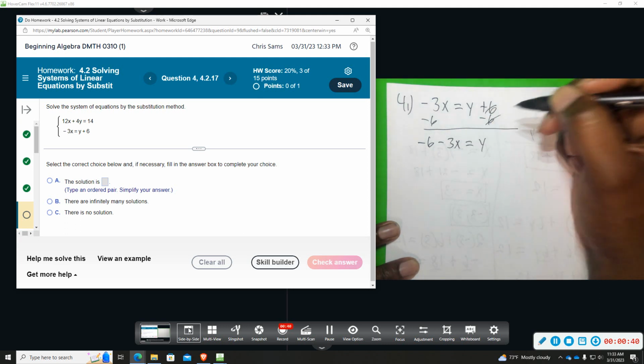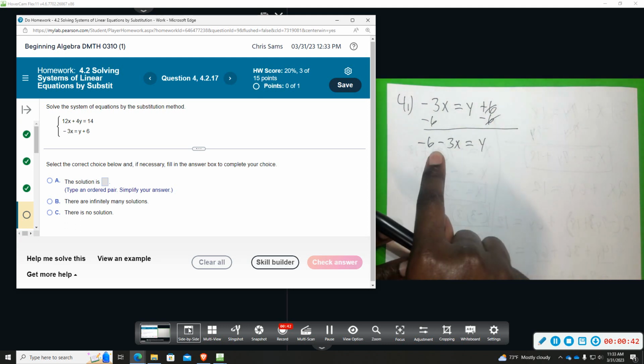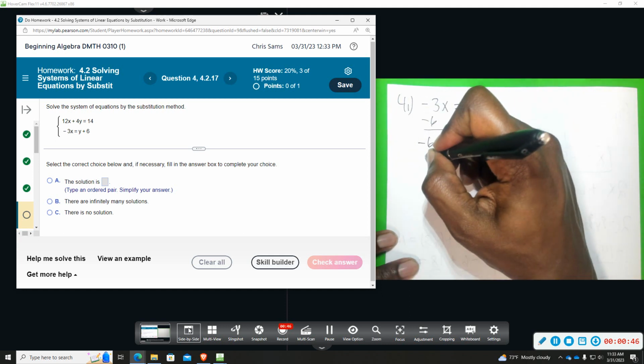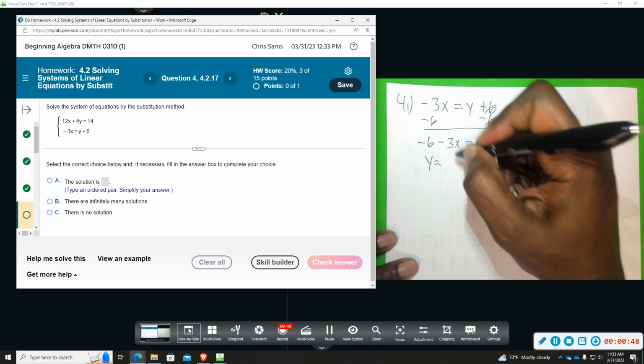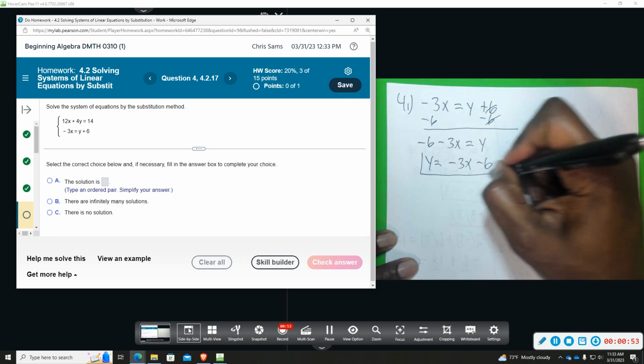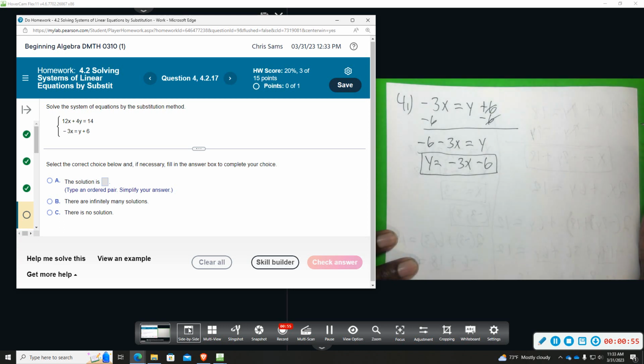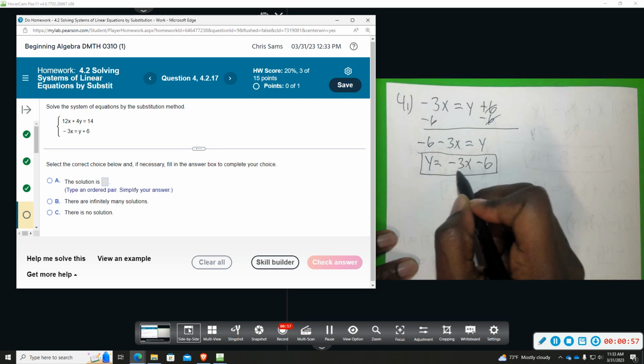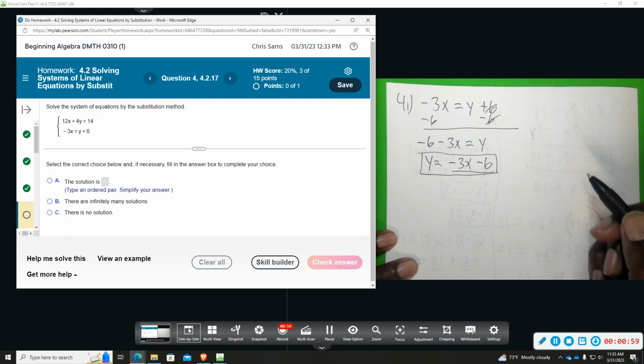All right, so y is by itself. This is what y is equal to. Even though it's backwards, you can just rewrite it. I can just write y equals on this side, and then the negative 3x minus 6. Same thing. And then I'm going to plug this in for y in the second or the first equation.